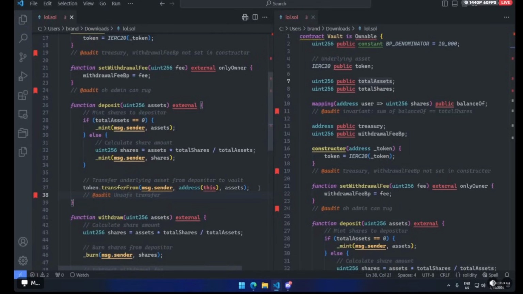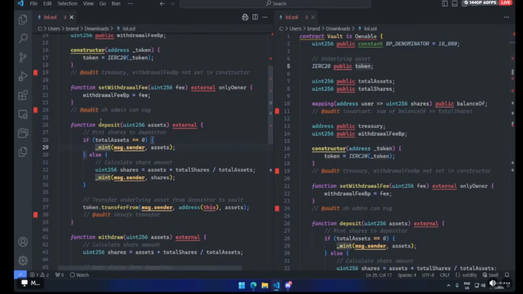Yeah, so this is basically what I mean by a lead. You see that this is unsafe, but maybe the token address is only USDC. You don't know, but you just note it down first, so later you can check with the developer what the token is going to be.